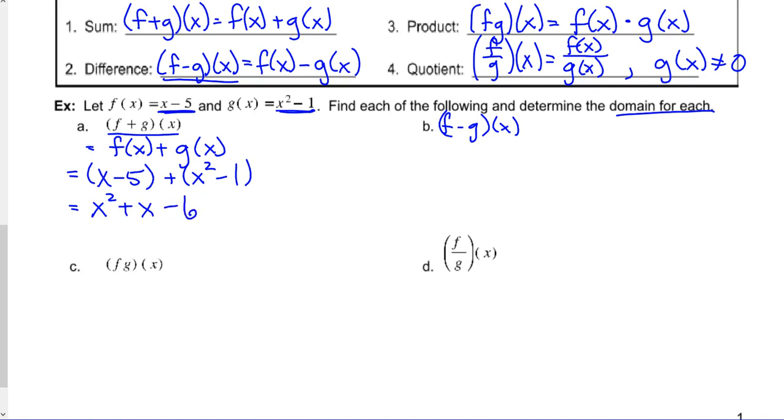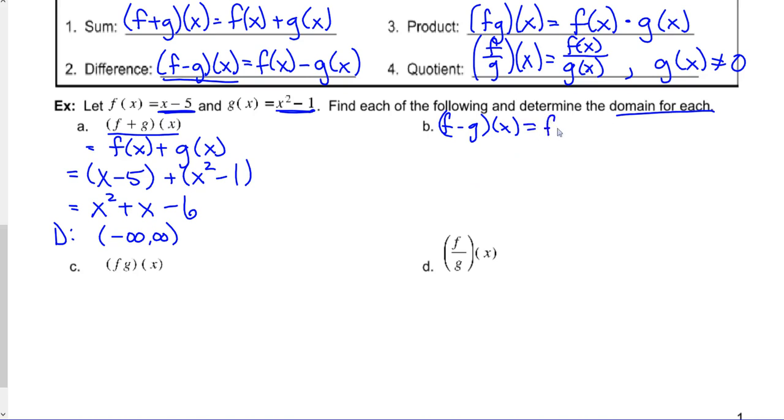Now that ends up being a polynomial. And so for domain purposes, anytime I have a polynomial, there's not a number I can't square, add the same number, and then subtract 6 from that. Therefore, my domain is all real numbers. Okay, and please express that in interval notation because I think they will ask you to do that as well. Alright, so let's try this guy.